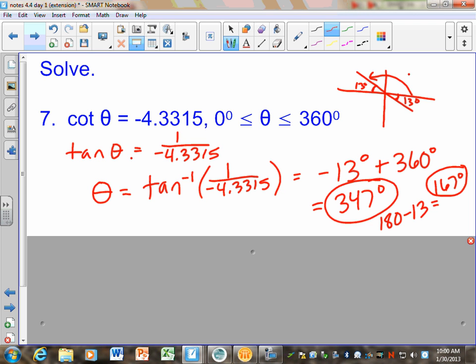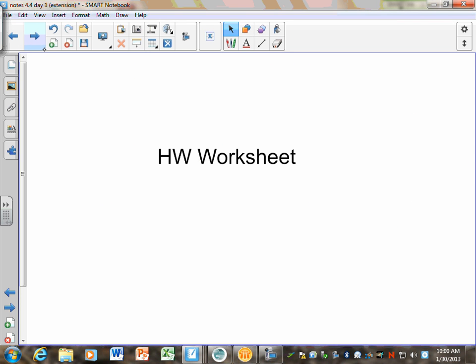They could make you do that in radians. If this said from 0 to 2 pi, you do the exact same thing, except your calculator would be in radian mode, and you would get a radian answer and not a degree answer. Okay? I'm going to stop for now because I want to give you some time to start your homework. Your homework is a worksheet. But I want to kind of give you some tips on this.